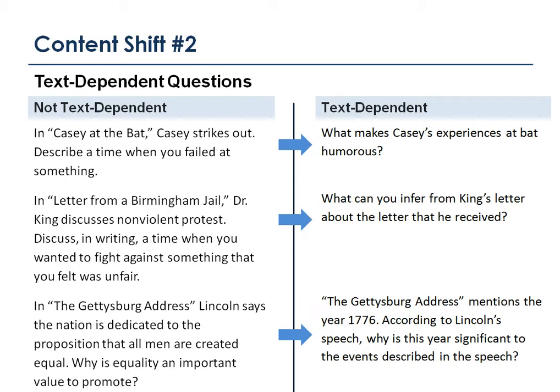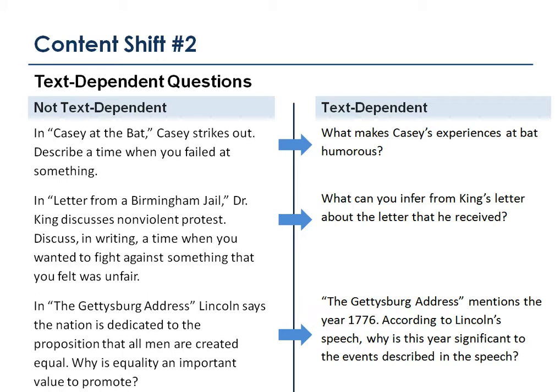On the same text, a text-dependent question might be something like, what makes Casey's experiences at bat humorous? Is it text-dependent? Can a student answer this only by having read the text and understood it? It is aligned to the standard for analyzing text. And it is worth asking from an ELA standpoint when we talk about tone and author's craft.